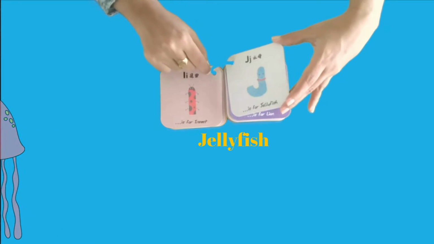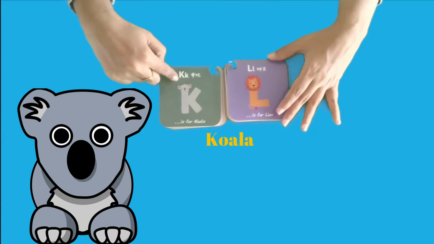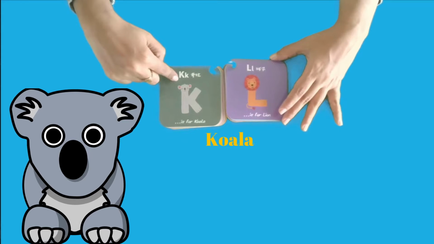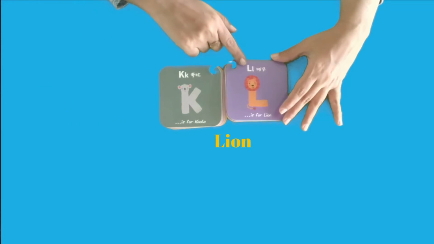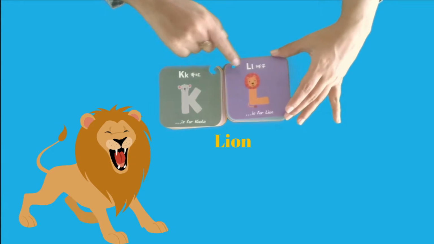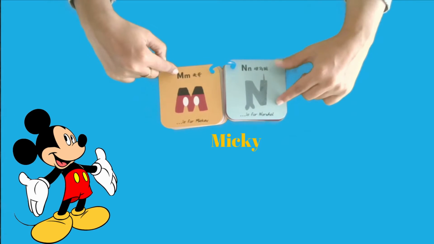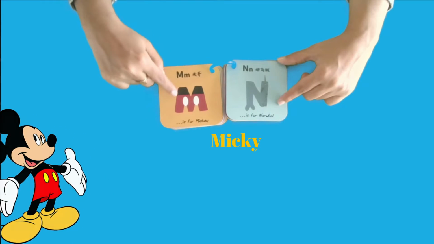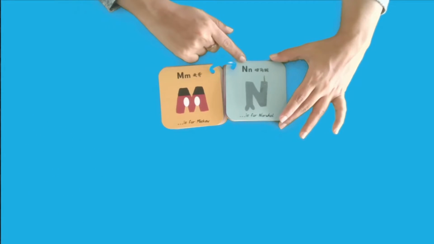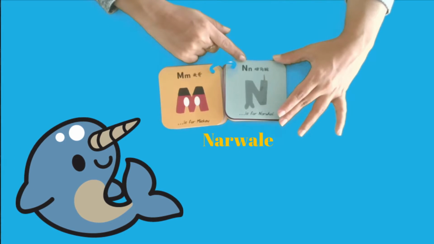K is for koala. L is for lion. M is for Micky. N is for narwhal.